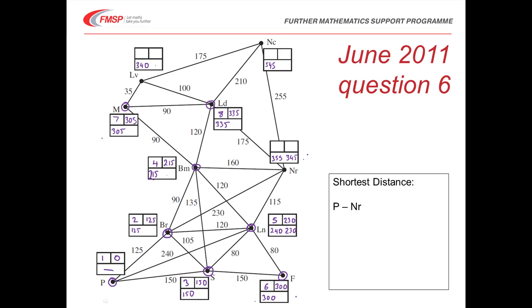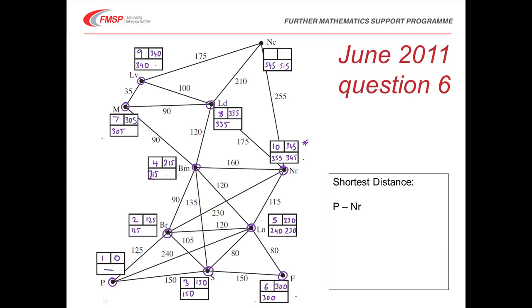Okay, only 3 vertices left to go, and I've got 340, 545 and 345. So my 9th box is LV, and the distance is 340. 340 plus 175, that's 515. Oh, that is better. In goes 515. And from LV I can't get anywhere else that isn't already boxed. My next best value is at NR, and it's 345. By the way, that's going to be my solution in just a moment.